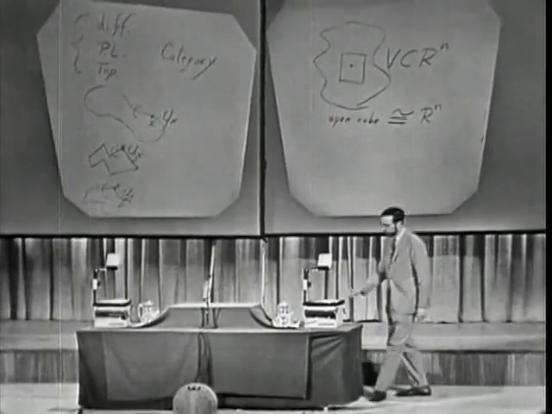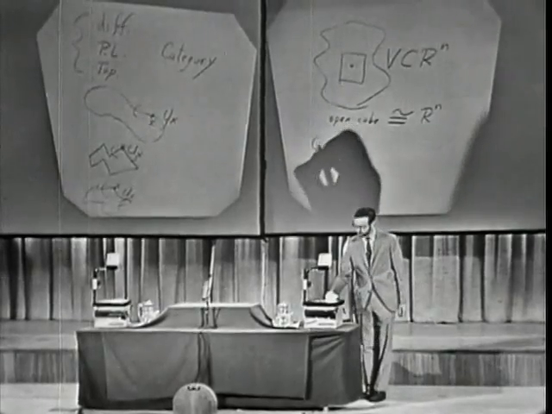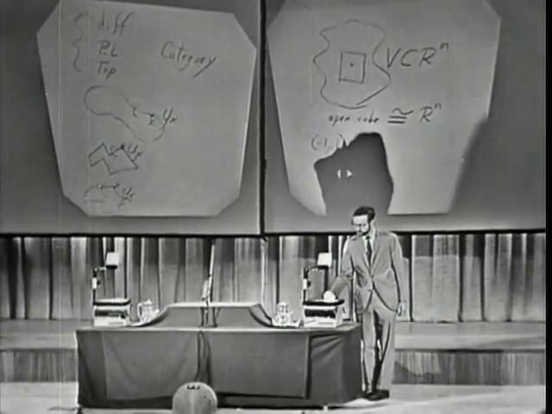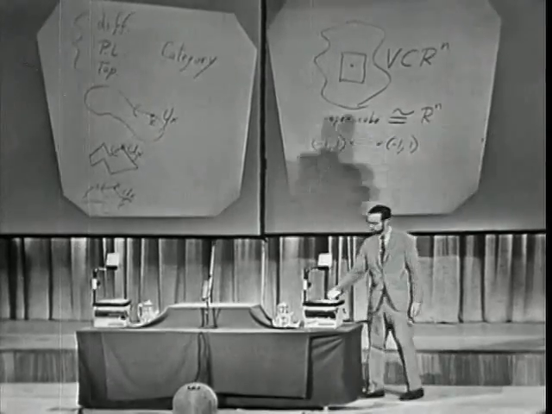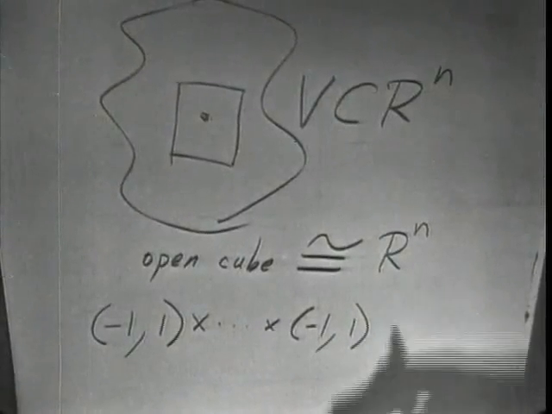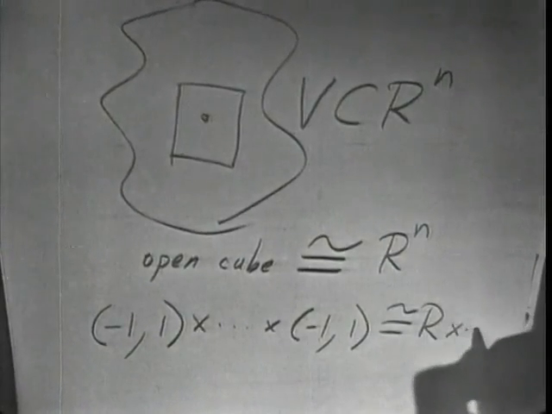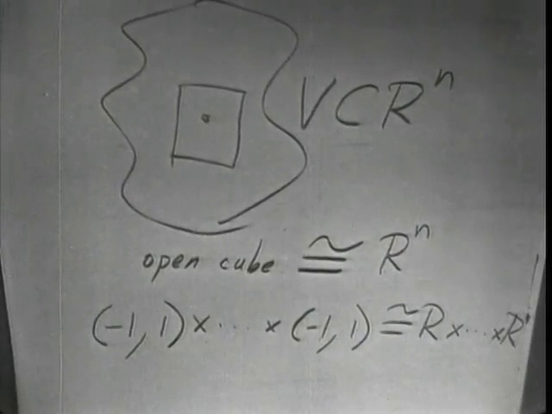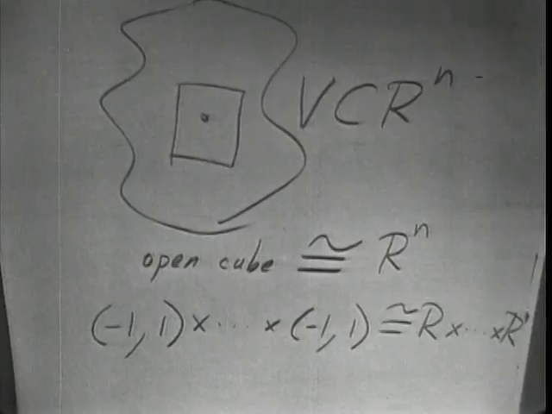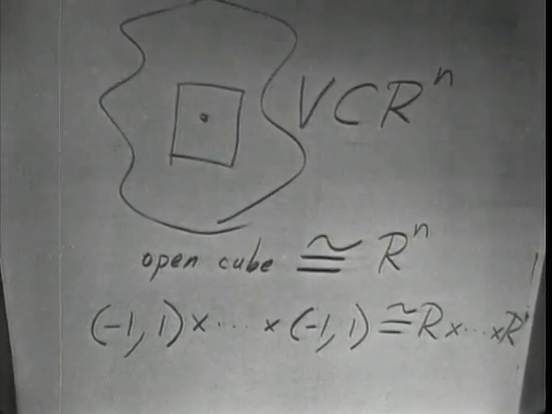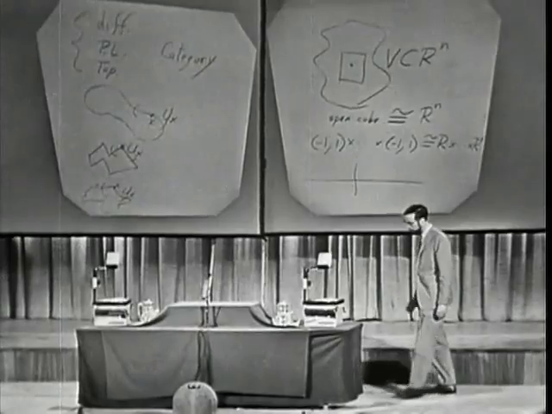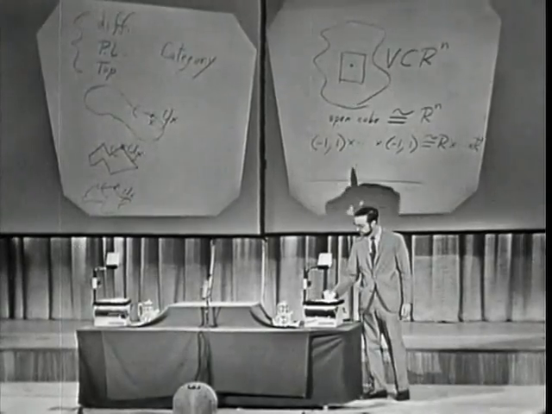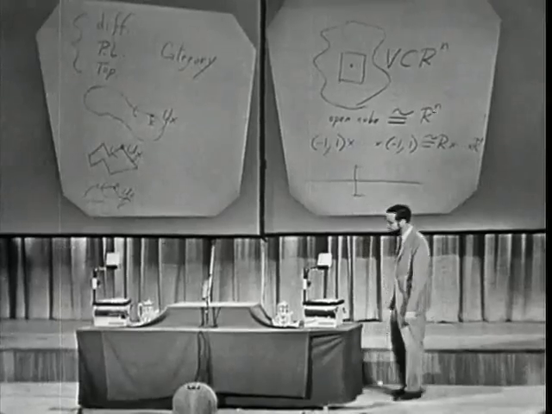How do you see that? Well, let me write the open cube as the product of the interval from -1 to 1 with itself n times, to show that this product is isomorphic to the product of R with itself n times. It's clearly sufficient to consider the special case n equals 1. I have to show that an open interval from -1 to 1 is isomorphic with the whole real line. And to do that, we simply have to construct a function defined on the whole real line, mapping it isomorphically onto the interval from -1 to 1.